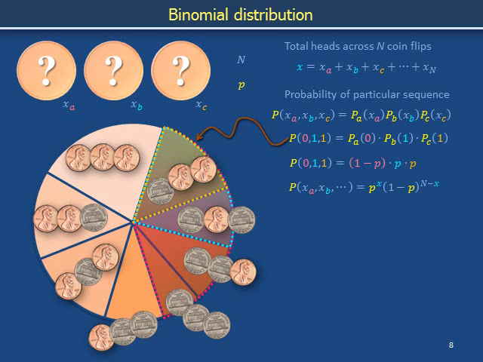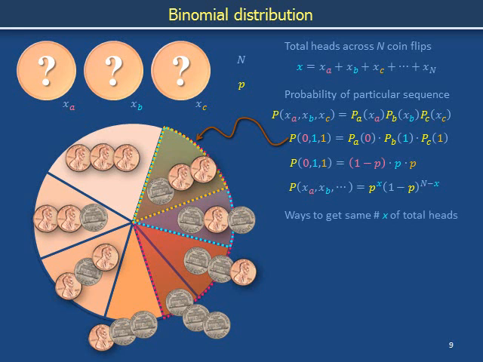is a product of two terms. p is taken to the number of heads, that's x, and 1 minus p is taken to the number of tails. The number of tails is the total number of tosses, capital N, minus the number of outcomes that are heads, that's x. How many ways are there to obtain the same total number of heads?